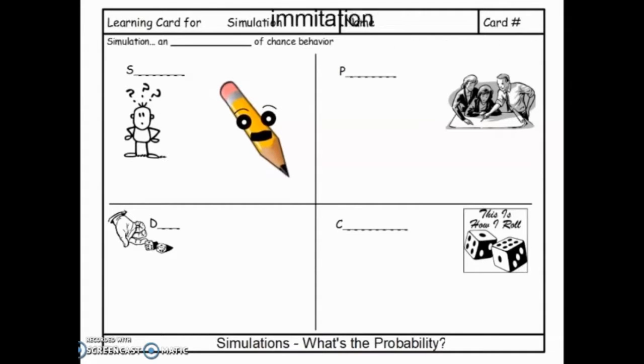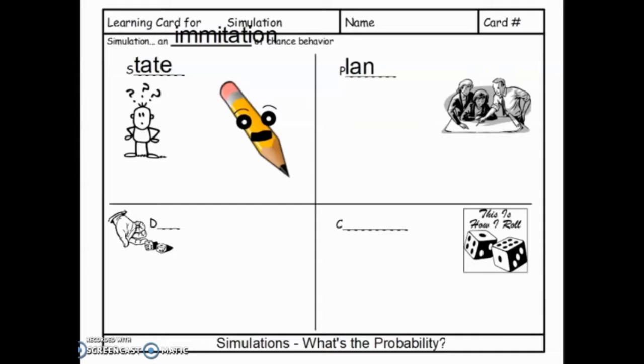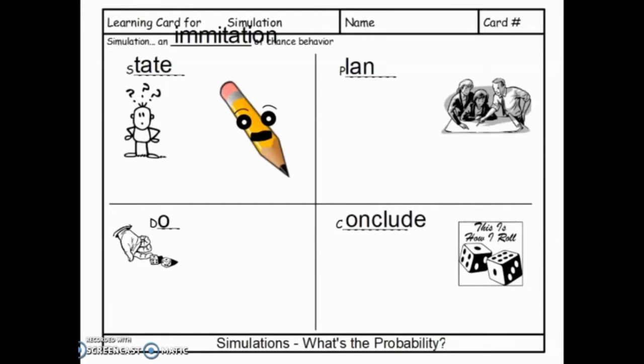In order to see if 5 of my favorite candy in a row is probable, we need to run a simulation of trick-or-treating so we can use a die and 20 trials to see the probability of getting 5 in a row. So a simulation is an imitation of chance behavior usually carried out with random numbers. So we are going to state, plan, do, and conclude.